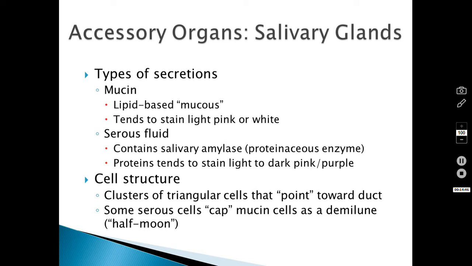In terms of what these cells look like, they're basically little clusters of cells, roughly triangular shaped, with the point of the triangle pointing toward the duct. That way, as the secretion is made, it's forced closer and closer towards the duct. Very often you will see that the serous cells cap or wrap around the mucin cells as what we call a demilune, which literally means half moon. So these little half moon caps of serous cells around the clusters of mucin cells.